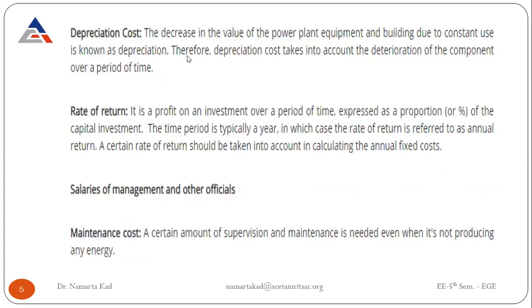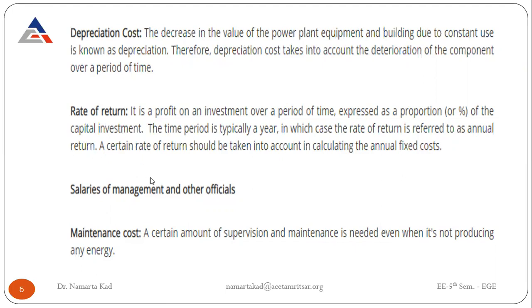Next is the depreciation cost. So the decrease in the value of the power plant equipments. As we use any particular equipment, like say a boiler, as we continue to use it for 10 years, 20 years, it needs some maintenance. It needs some repair also in between. Okay. So the decrease in the value of the power plant equipment and building due to the constant use is known as depreciation. Therefore, depreciation cost takes into account the deterioration of the component over a period of time. Okay, so this cost includes all the costs related to the maintenance and repair purpose for that particular equipment.